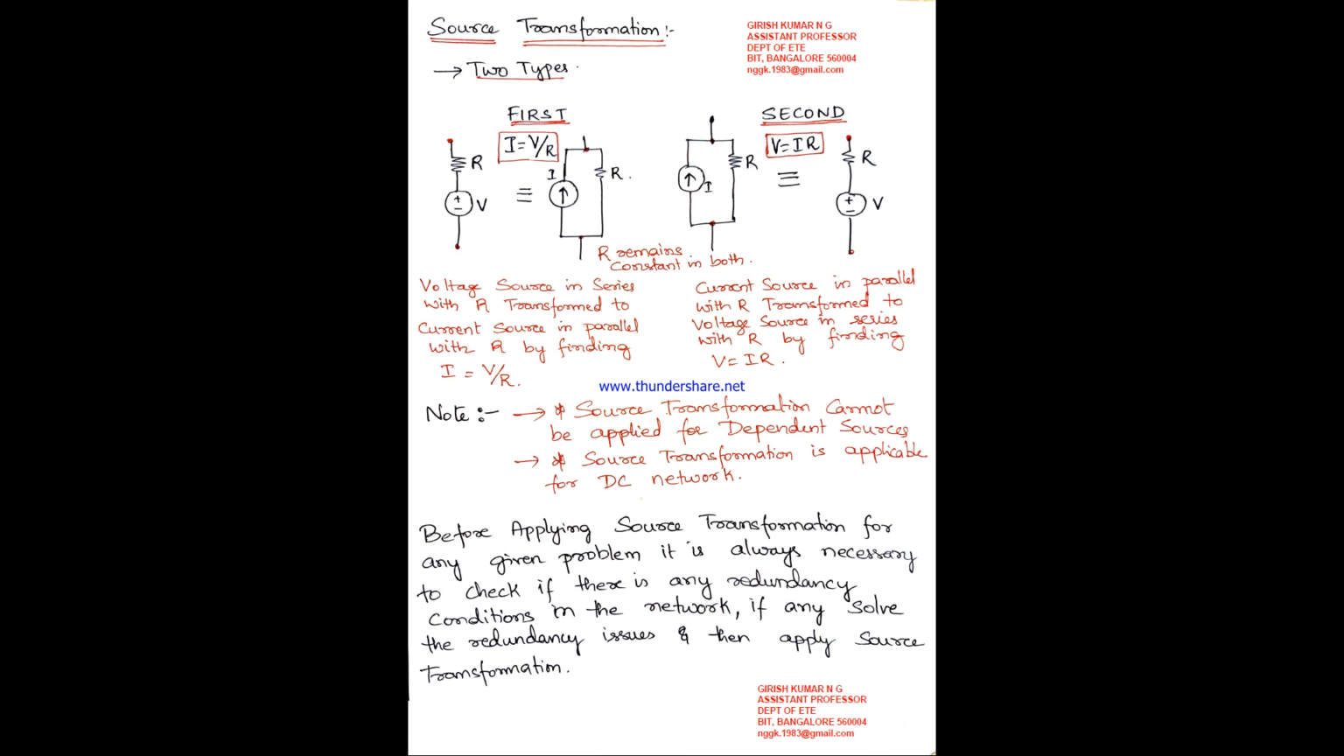Now you might ask why this transformation is required, for what reason the transformation is applied. As I said before, voltage sources in series can be added, and similarly current sources in parallel can also be added. So when you have a circuit where you see a voltage source connected in series with the resistance, and further you can't add that particular voltage source, then what you do is convert that series to parallel.